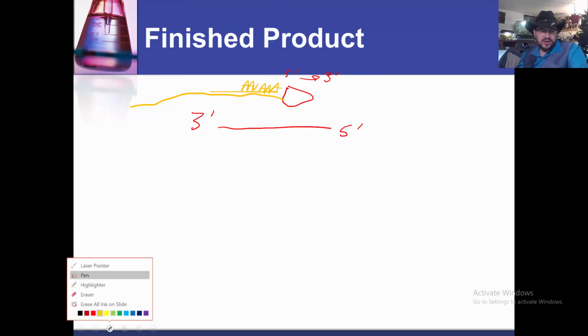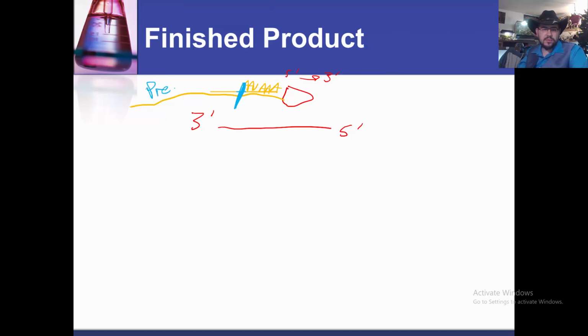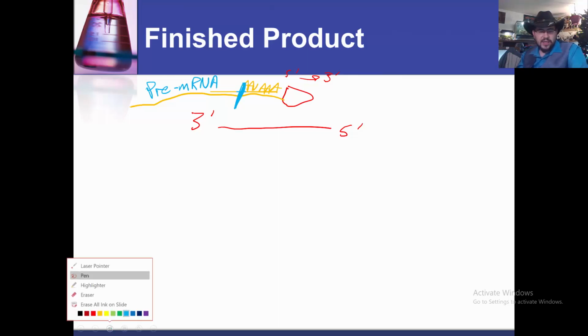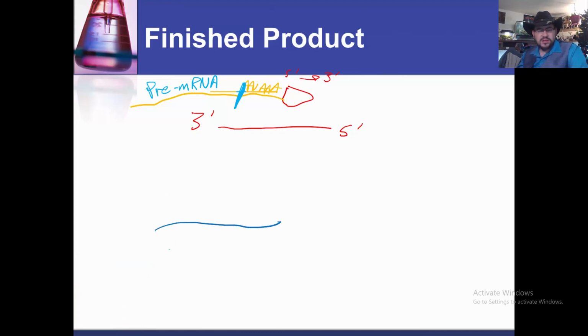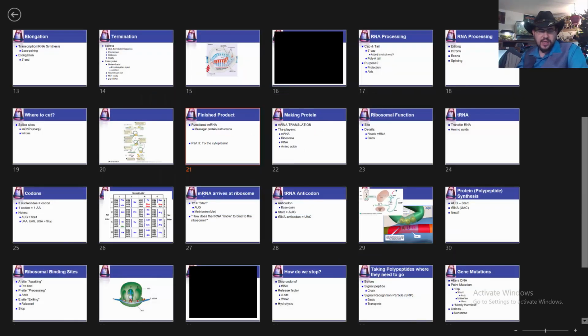Once we hit that polyadenylation signal, we snipped the transcript downstream of it, cut, and this was our pre-mRNA. Our pre-mRNA then had the introns removed and spliced together all the exons to make an exon-only transcript. And of course, we added the 5' cap and the poly A tail.